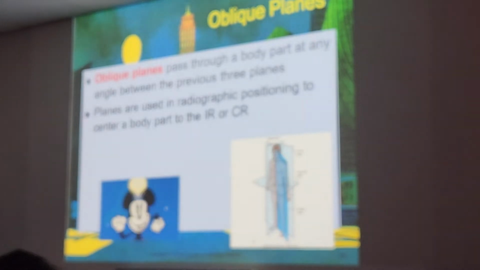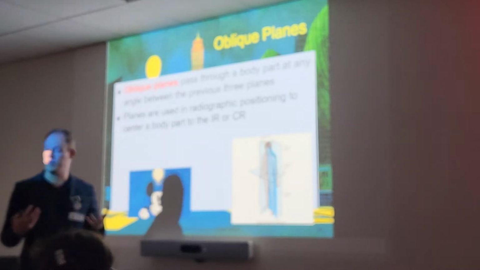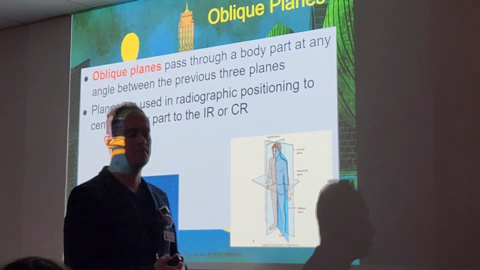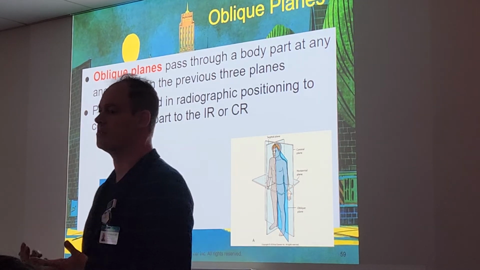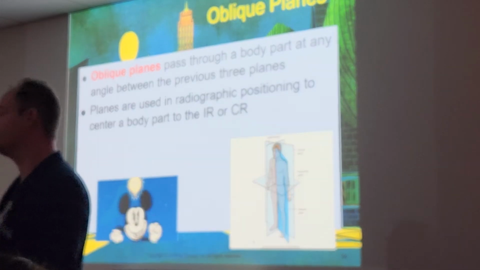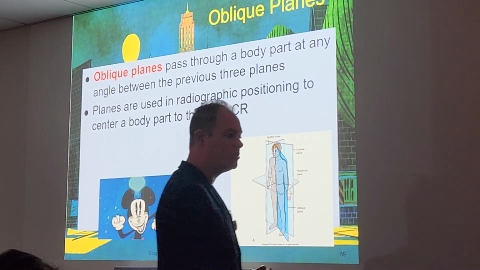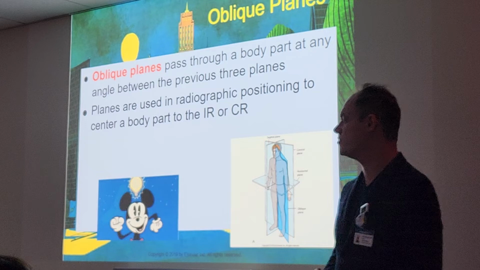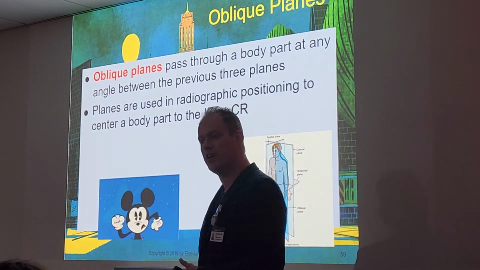Now all these planes, the reason that we learn these is these are going to be the basis for a lot of positioning that we do. We use these different planes, especially the MSP and MCP, for centering for our different body parts, especially what we're about to learn, the chest. The chest uses those planes very specifically. Make sure they're centered correctly to your IR, your image receptor. Make sure they're lined up correctly and you're getting that good optimal chest radiograph.